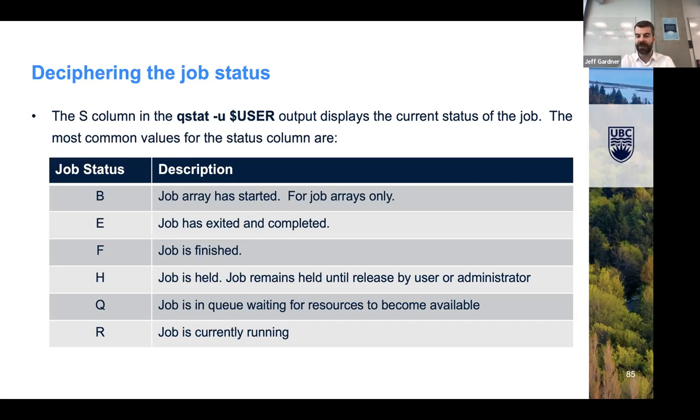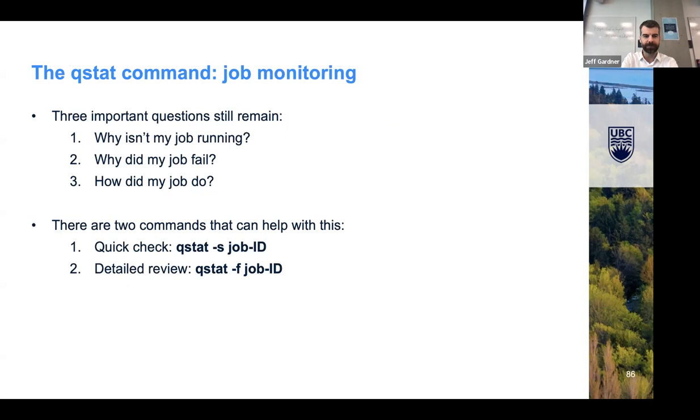H is your job is held. This might happen with an incorrect resource request. One you'll often see is Q: your job is in the queue, waiting for resources to become available. So one thing to always remember is jobs will not always run instantaneously. Please be patient. Your job should hopefully run. And then the R, your job is currently running. This is also in our technical user documentation, but it's here for completeness for you as well.